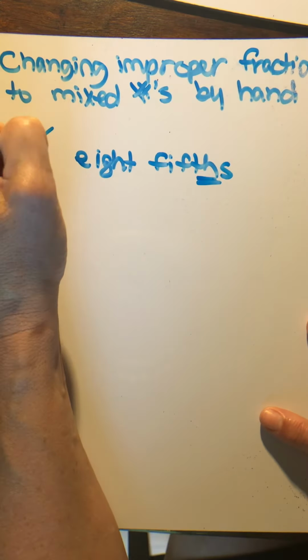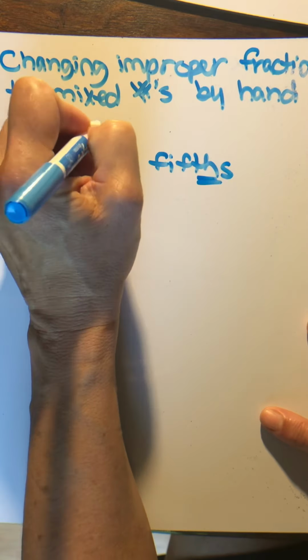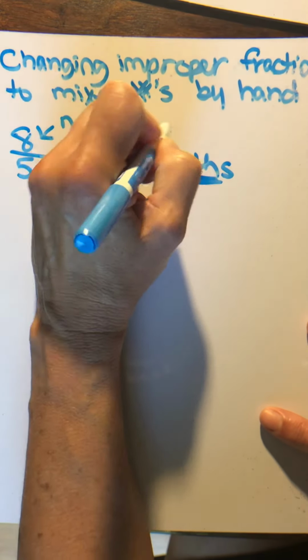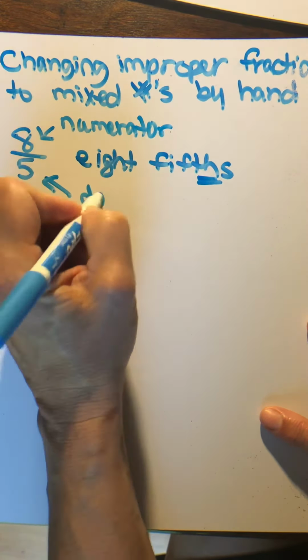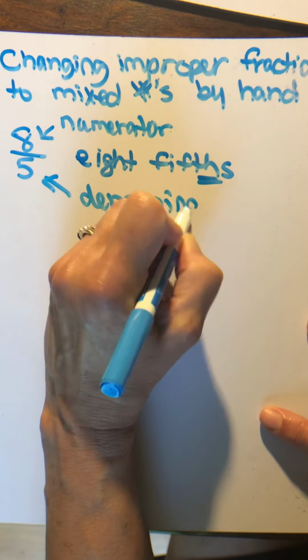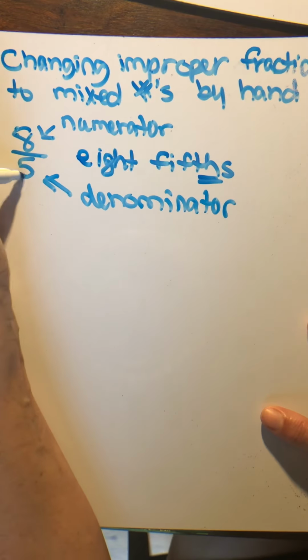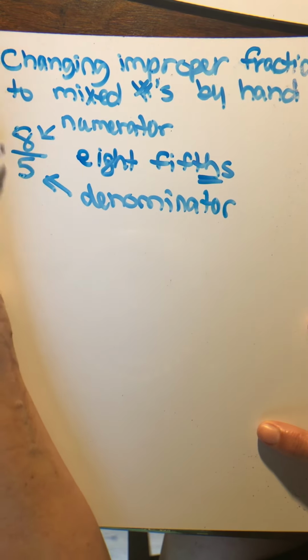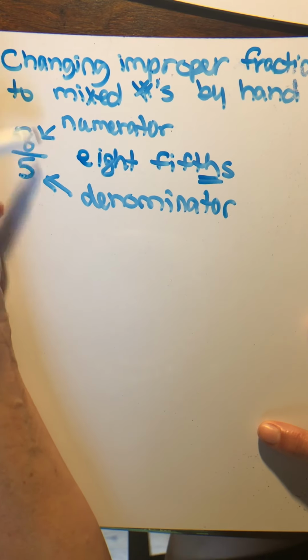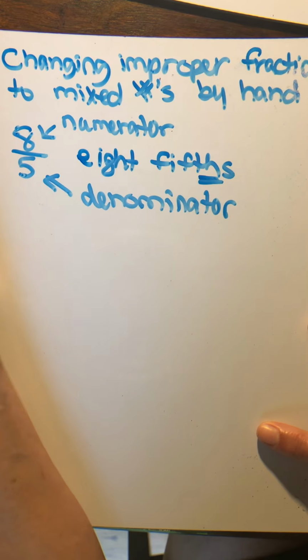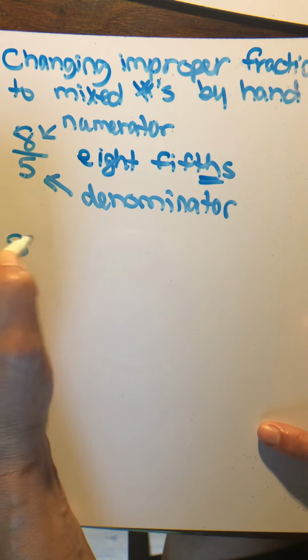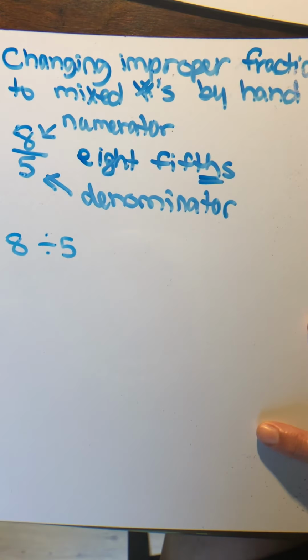And remember, this is your numerator. And this is your denominator. Top number, numerator, D for down, that's your denominator. And this is actually a division problem. So in math, fractions are really just division problems. And you can write it as 8 divided by 5.